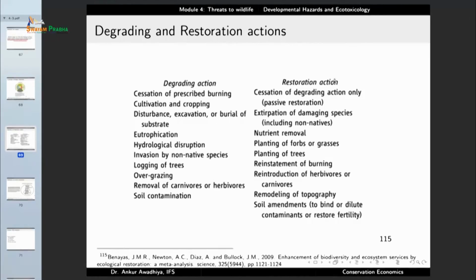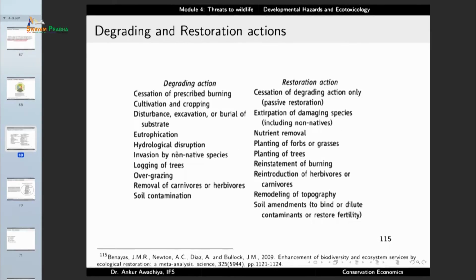Restoration actions could include things such as cessation of the degrading action. So, in case you were doing, say, poaching in an area, then a restoration action would be to give up poaching. But this is a passive restoration. In the case of active restoration, you will also reintroduce the animals into this area to make up for the population loss. Another action is extirpation of the damaging species. So if there is a non-native invasive species, you will remove that species. So that will be a restoring action that will help the system come back to normal more quickly.